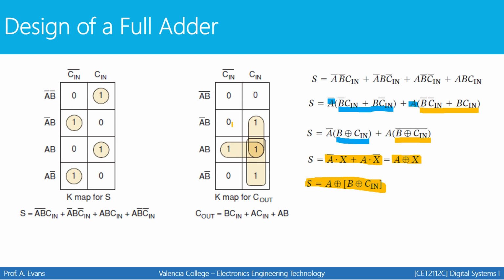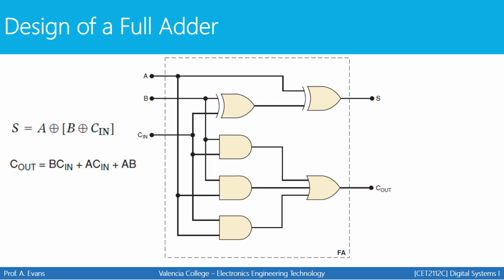When you write the SOP terms for those circles, you get B and C in, or A and C in, or A and B. So I have 2 equations that I now have to draw a circuit for. One for C out and one for sum, which has been simplified to this over here. So if I can draw a circuit to implement those 2 equations, I have a circuit that will add 2 pieces of information together. It will add input A plus input B plus your carry in and give you a carry out. Here's what that circuit would look like.